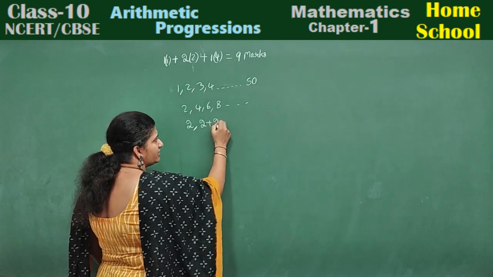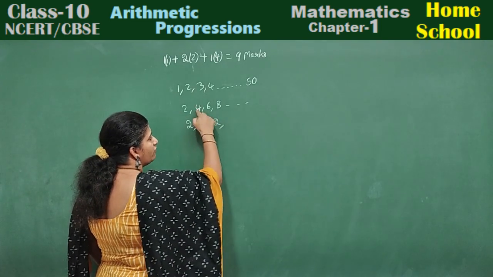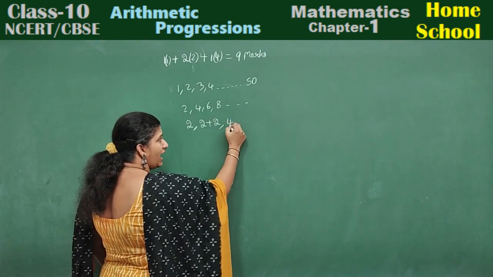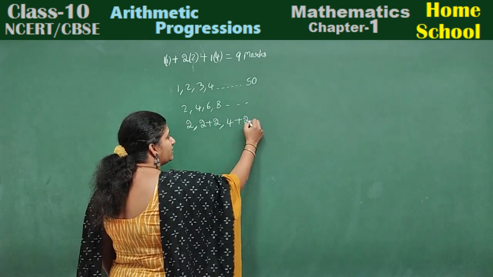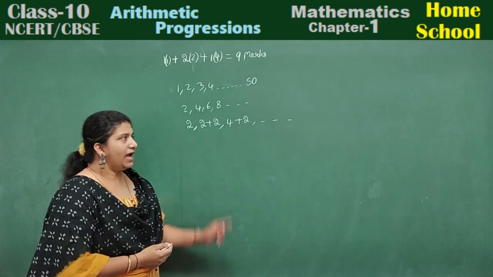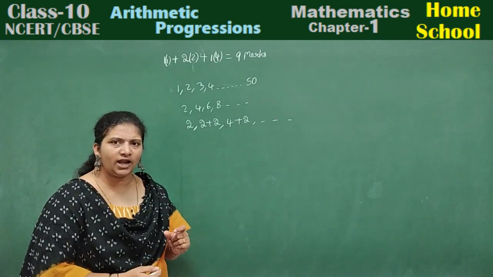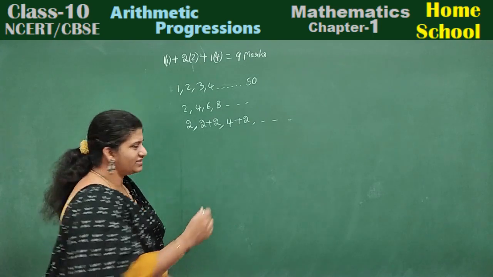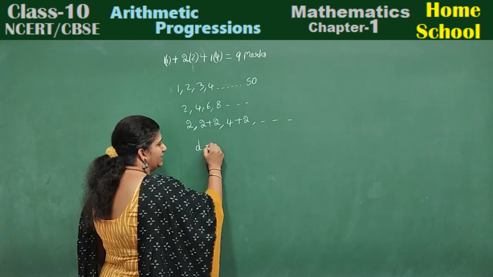How much am I adding here? 2. 2 plus 2 will be 4. And again for that 4, the fixed number is 2. 4 plus 2 will be 6. Like this, and so on. And what is this fixed number called? Common difference. We denote that with D.